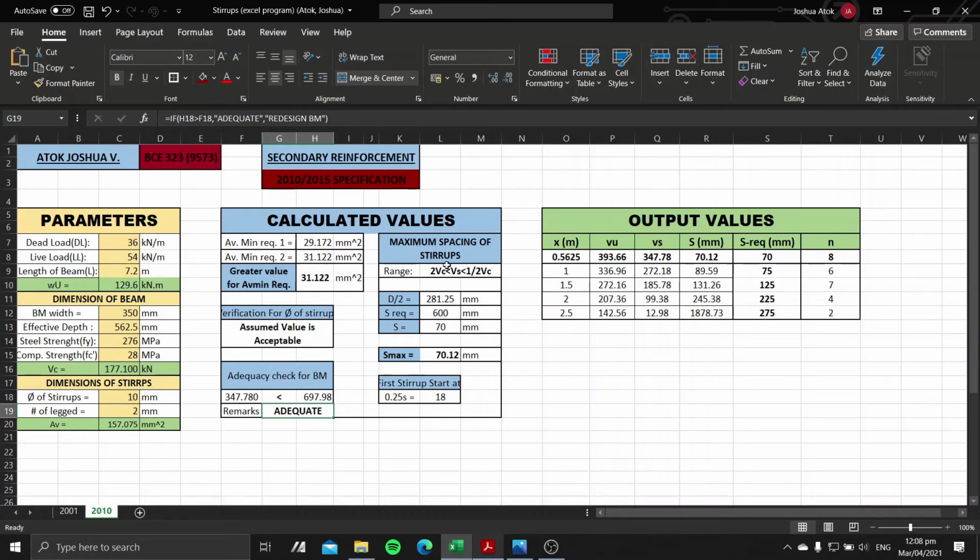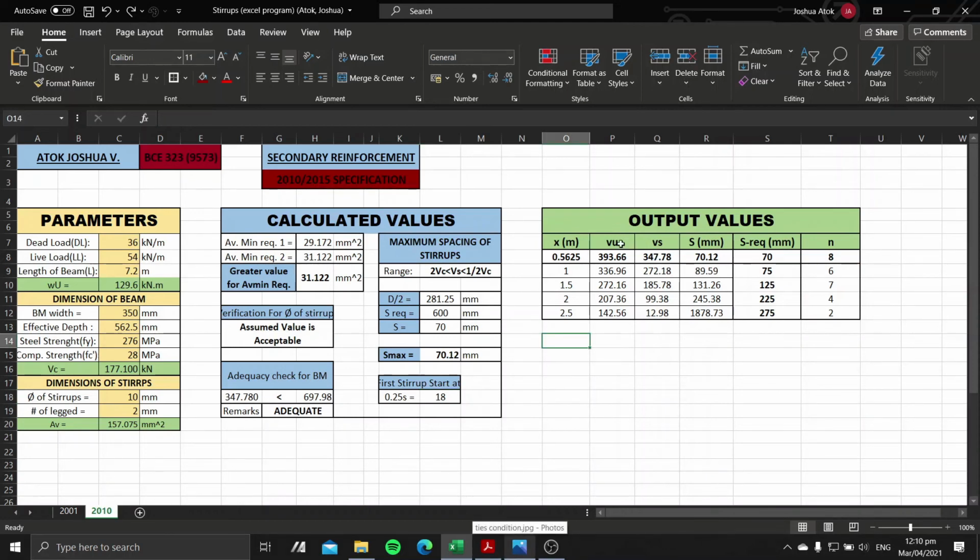So in terms of our maximum spacing of our stirrup, it falls under the range of 1/2 VC to 2 VC. Under this range, we are going to use the value for our spacing either of these three. Since the value of our S that we solved is lesser than these two, we are going to consider the value of 7.12 as our S max. And again, here shows that our value of stirrup starts at 18. So we are going to start our stirrups at 18.